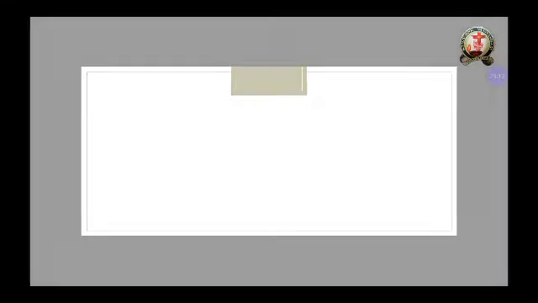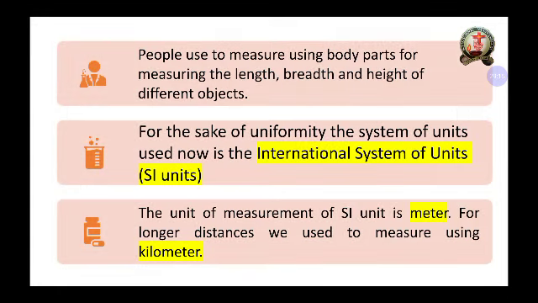Next, let us do a quick recap of what we have learned today. As I said already, people used to measure the length, breadth and height of different objects using body parts. And for the sake of uniformity, we introduced the International System of Units, that's what we call SI units. The unit of measurement in the SI system is meter. For longer distances, we used to measure using kilometers.